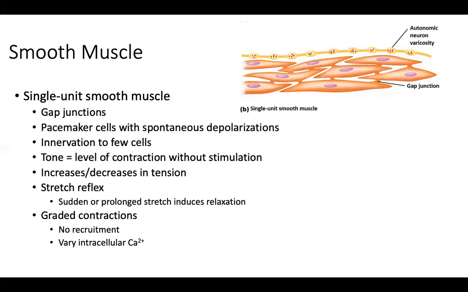We can also see increases and decreases in tension, so we can regulate how much force a muscle produces, depending on how much neurotransmitter is released, etc. So kind of similar with skeletal muscle, we can increase the force generation for stronger contractions. We can decrease the force generation for softer contractions as well.